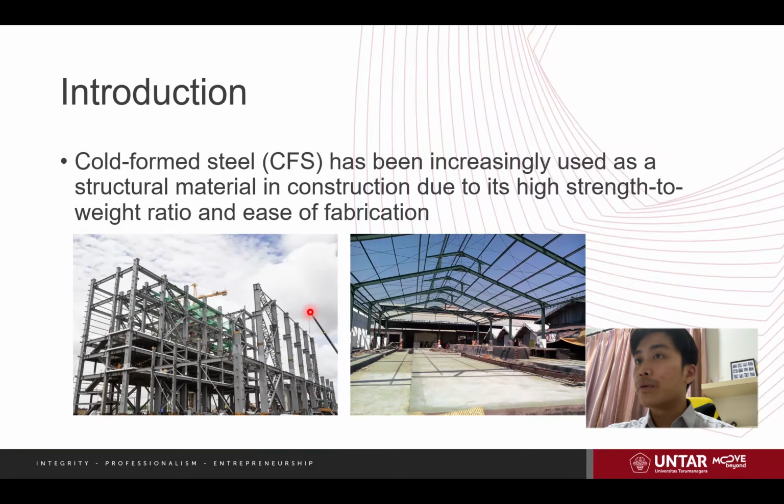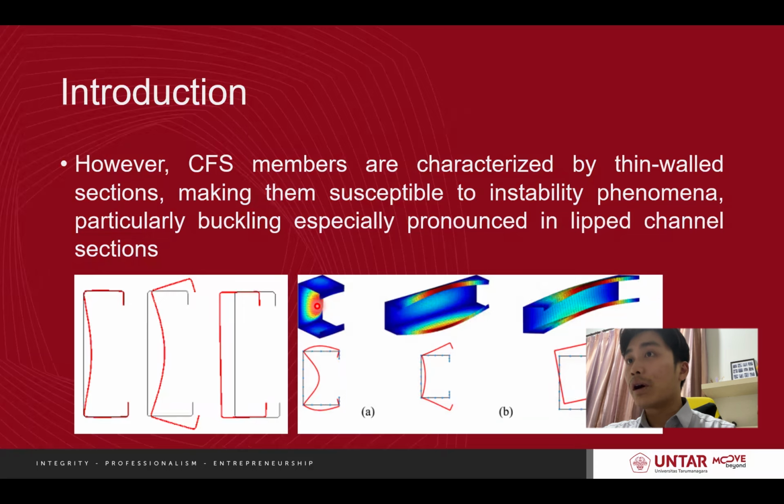As we already know, cold form steel has been increasingly used as a structural material in construction due to its high strength to weight ratio and ease of fabrication. However, with that advantage comes its own risk. Cold form steel members are characterized by thin wall sections, making them susceptible to instability like buckling, especially local buckling, distortional buckling, and also global buckling.